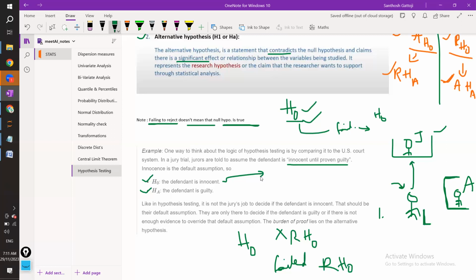It only means that at this point of time, I am not able to collect sufficient evidence. Maybe after a week, after a month, I might get sufficient evidence so that I can reject you. So as of now, I have accepted the null hypothesis. Okay, I have rejected the null hypothesis.